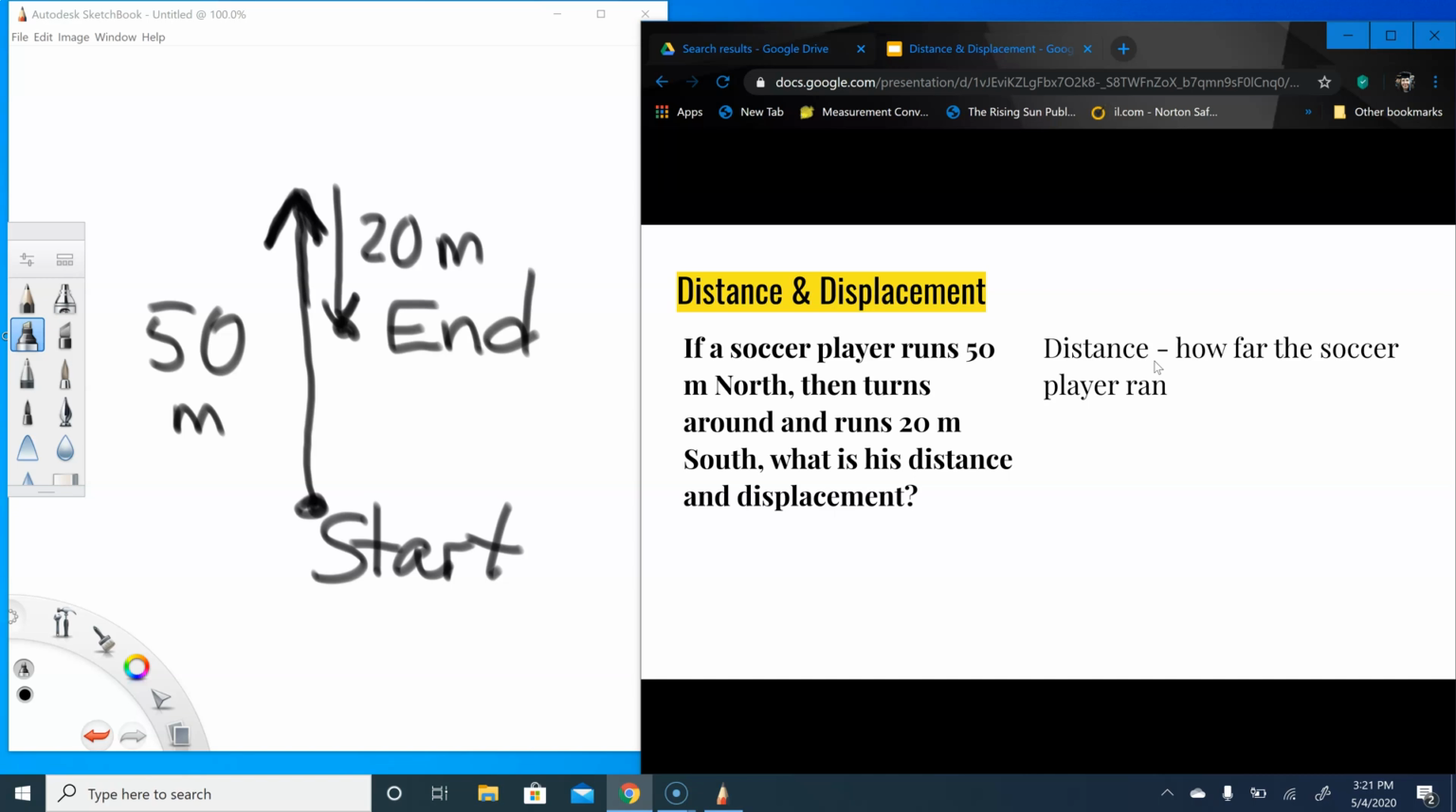Let me get back over here so I can click. Distance is how far the soccer player ran, and we can see in our example that he first ran 50 meters north but then came back 20 meters. So you're going to have a total of 70 meters and that's your distance.